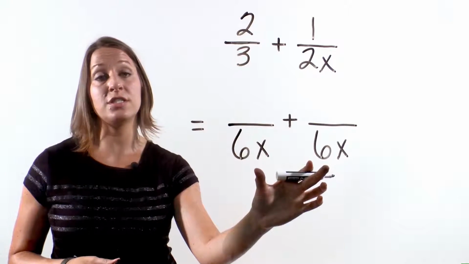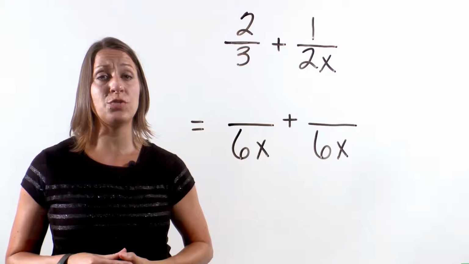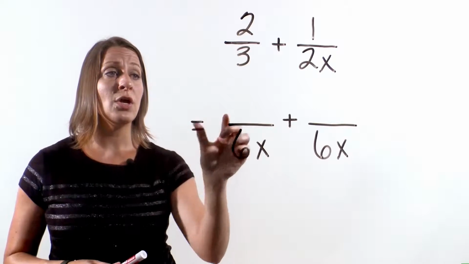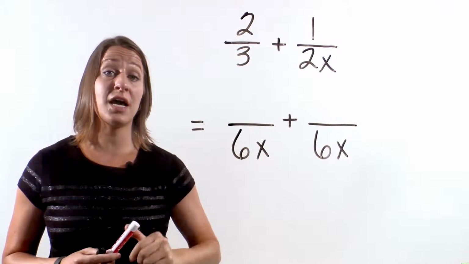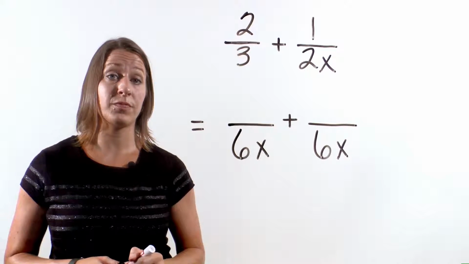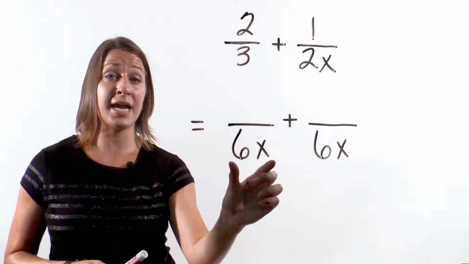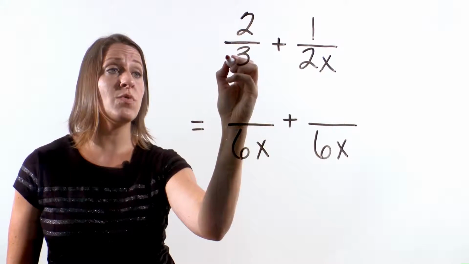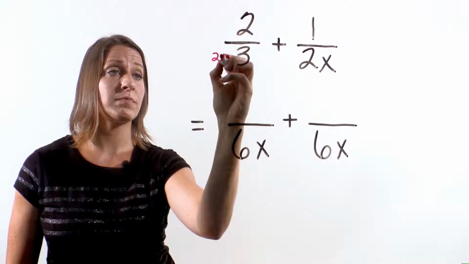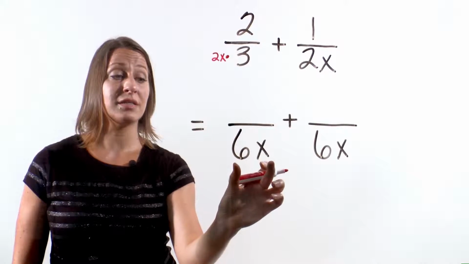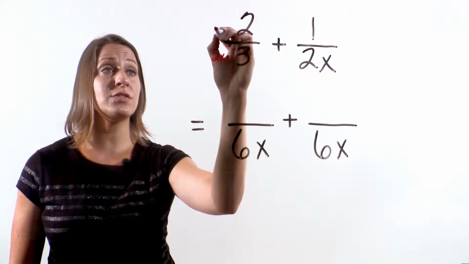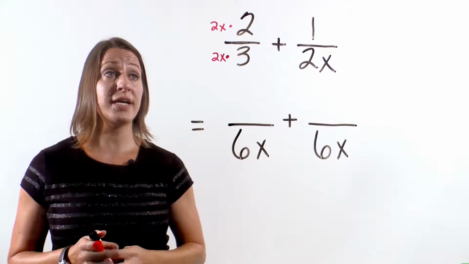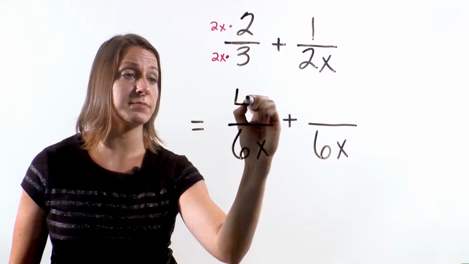Now that we've changed the denominators, we also have to change the numerators to reflect the change that we made in the denominator. If you look at the first fraction, we had a denominator of 3. Now we've changed it to a 6x. So we need to show that same change in the numerator. We multiplied 2x times 3 to get this 6x. So we're also going to multiply a 2x to the top. 2x times 2 is 4x.